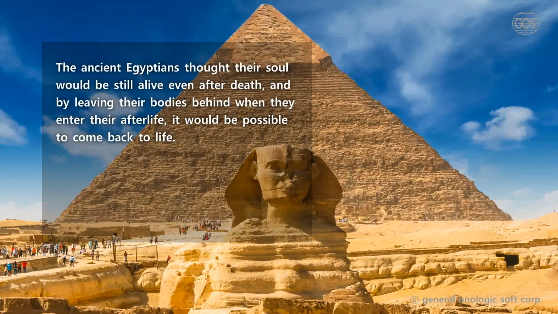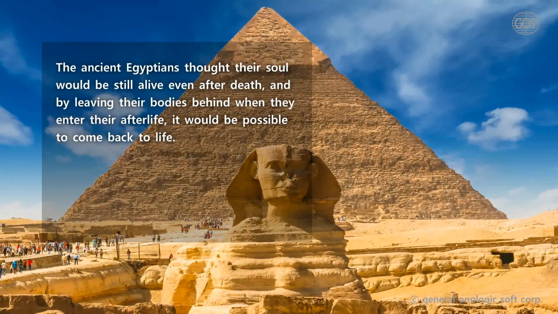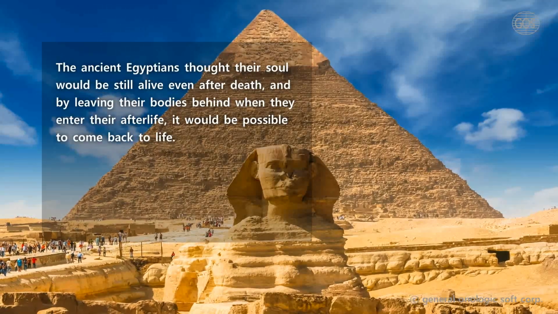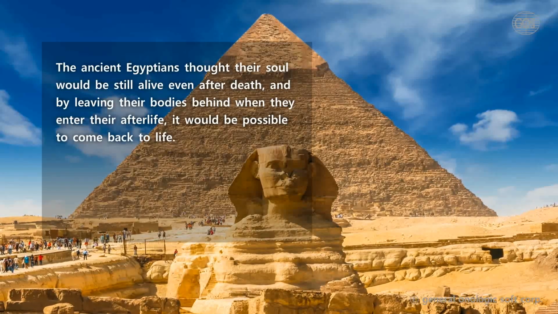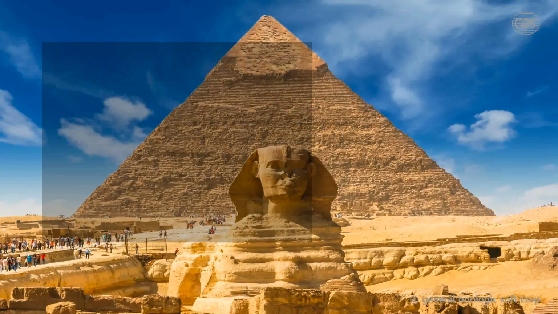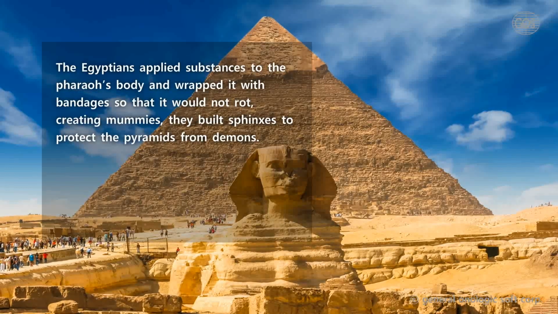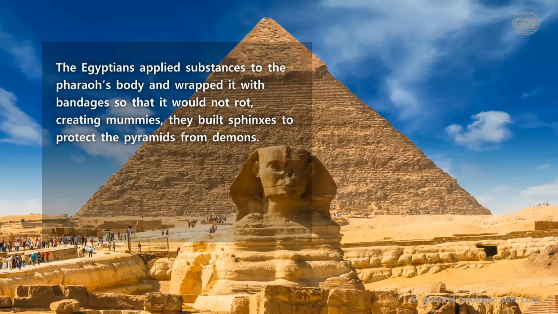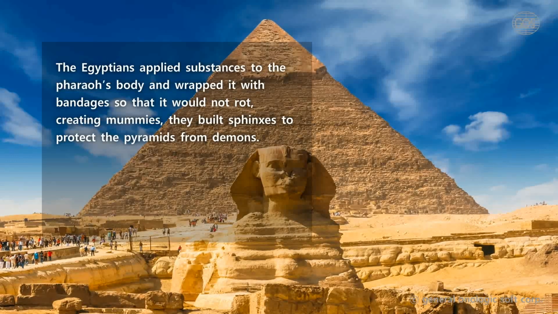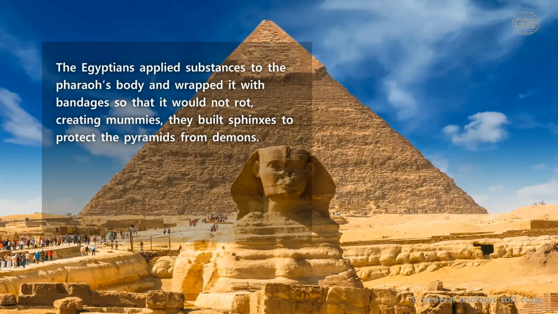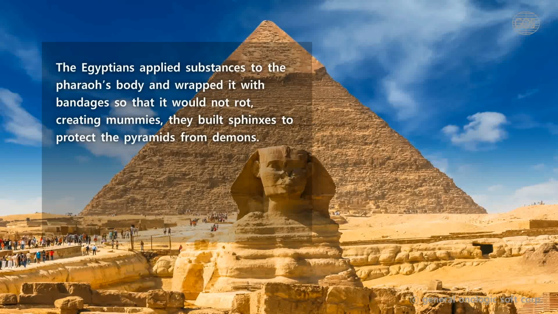The ancient Egyptians thought their soul would be still alive even after death, and by leaving their bodies behind when they enter their afterlife, it would be possible to come back to life. The Egyptians applied substances to the pharaoh's body and wrapped it with bandages so that it would not rot, creating mummies. They built sphinxes to protect the pyramids from demons.